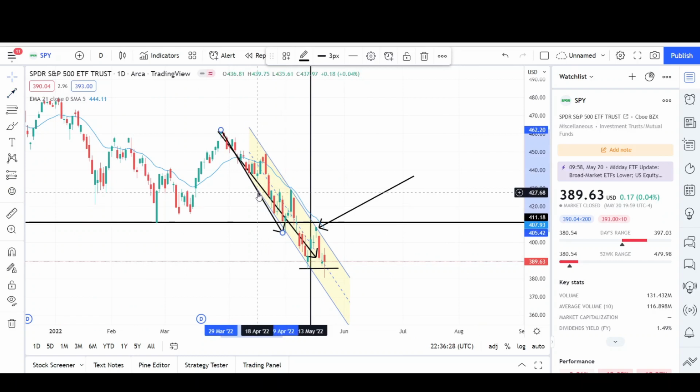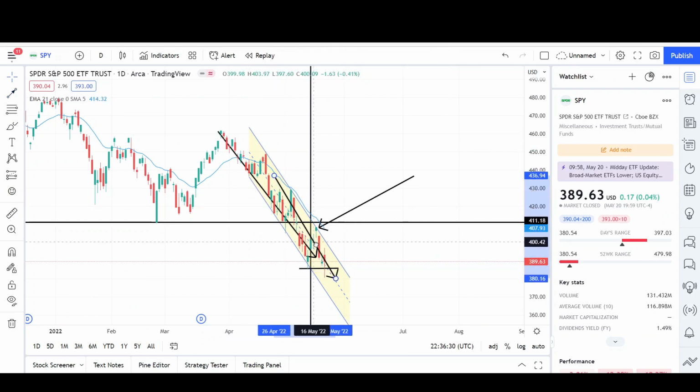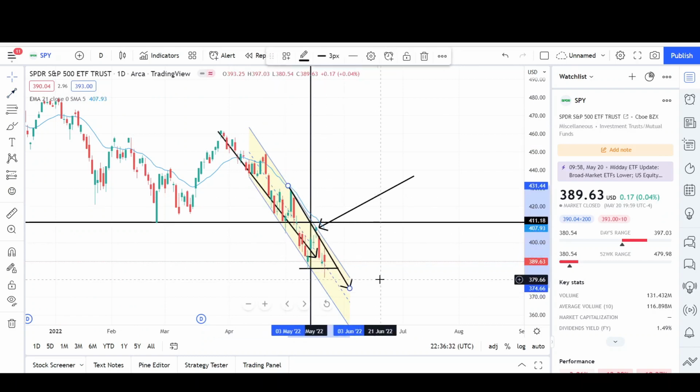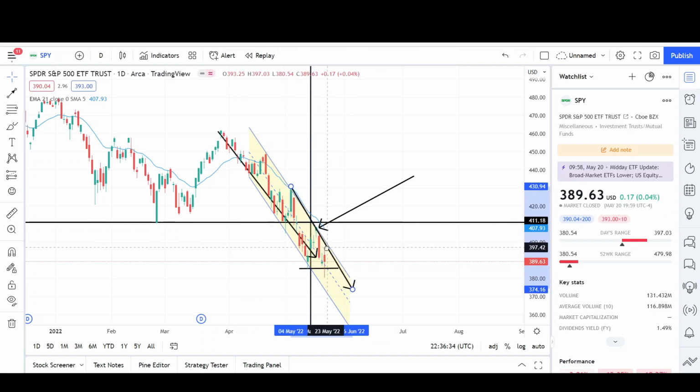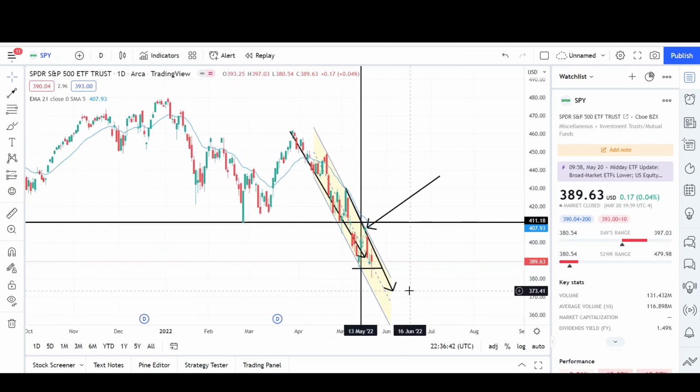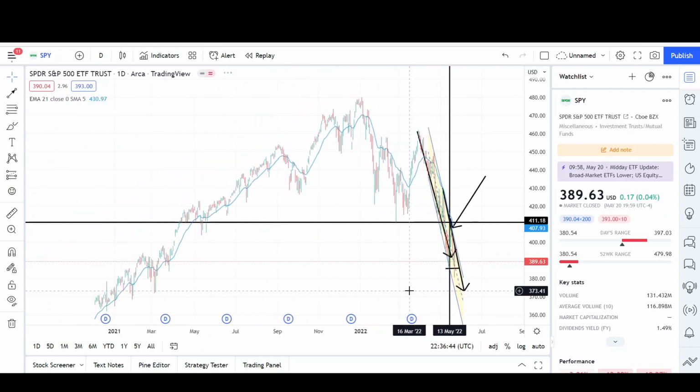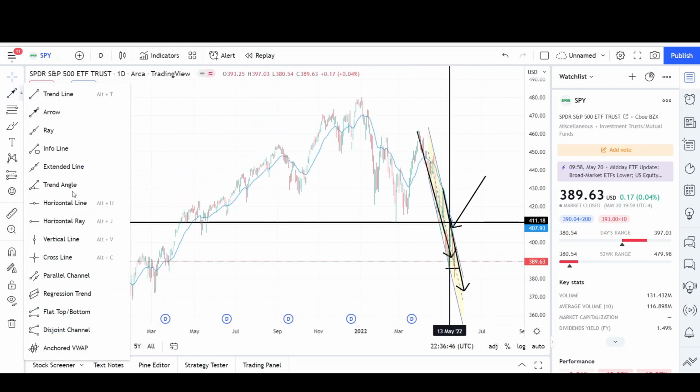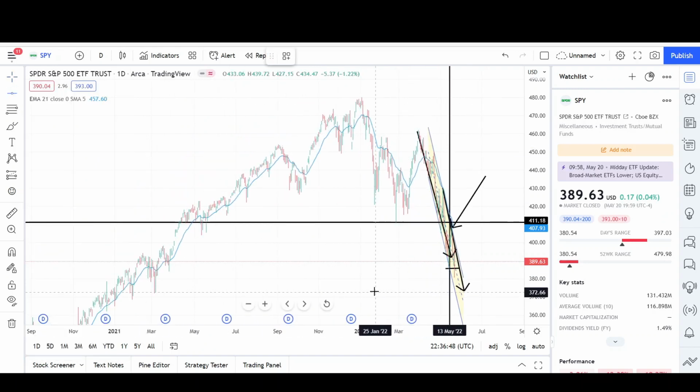If this was laid down right here and I drag this over, this is a potential second leg, and this target, as long as we don't go above the 430 level, holds, and it's right at the 373 level. So that would be my next target that prices are probably trying to reach. So let's put a horizontal line there.